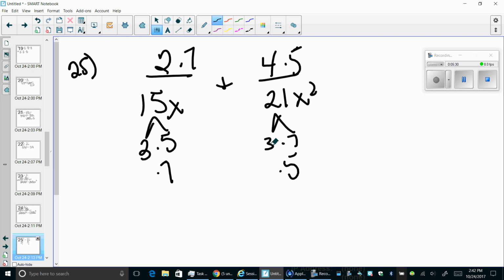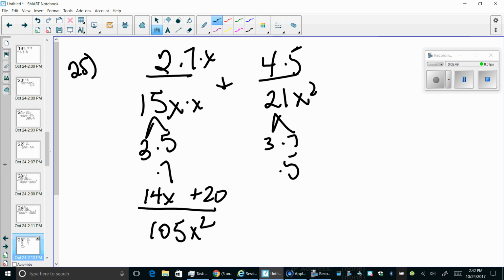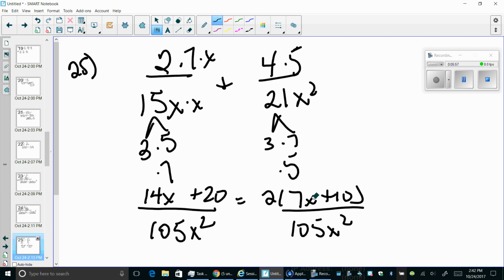Now they have 3, 5, and 7 on both ones. This one has an x squared. This just has an x, so I need another x here. So the bottom, 3 times 5 times 7, is 105x squared. 105x squared is what's on the bottom of both of these now. And then the top is 14x plus 20. I think they do factor the top. You can take out a 2. 2 times 7x plus 10 over 105x squared.